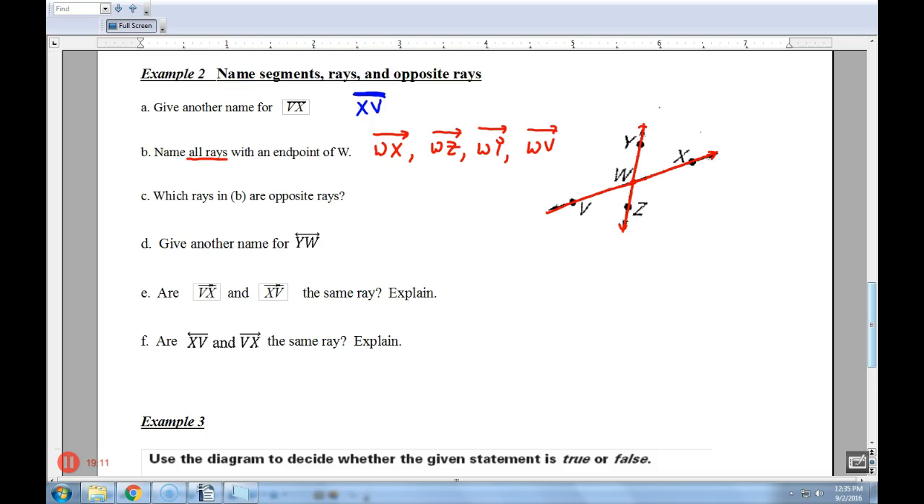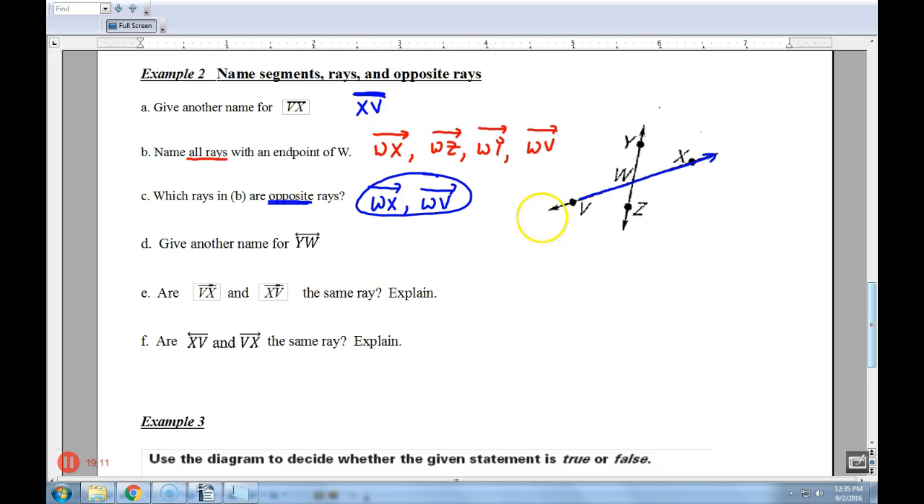Alright, so part C. Which rays in part B are opposite rays? Well, there's a couple different sets. Remember, the key part of opposite rays is they have to form a straight line. So one pair I think would be WX, and then going in the exact opposite direction, WV. So there's a pair that are definitely opposite rays.